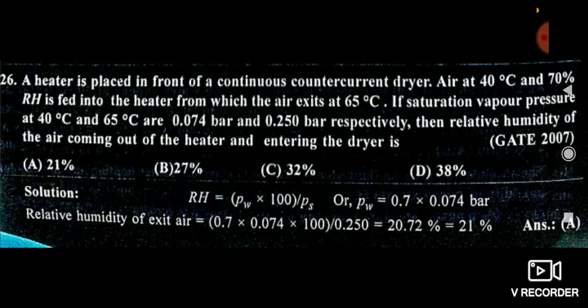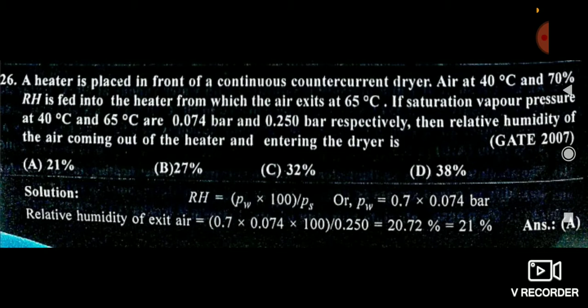Our exit is done at 65 degree centigrade. Means the exit is happening at 65 degree. Entry is done at 40 degree and exit is done at 65 degree. So the first thing we should calculate is the partial vapor pressure of water. That is 0.7 into 0.074 bar. I have calculated the partial vapor pressure of water.